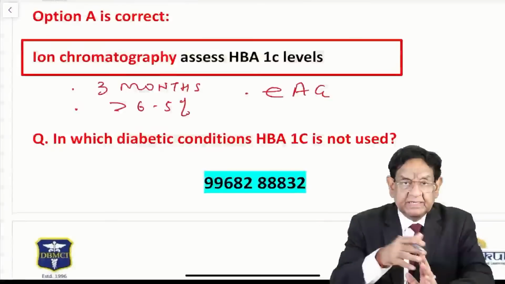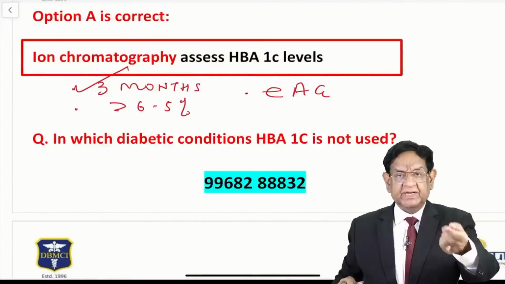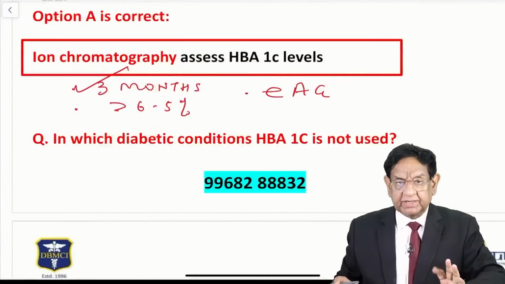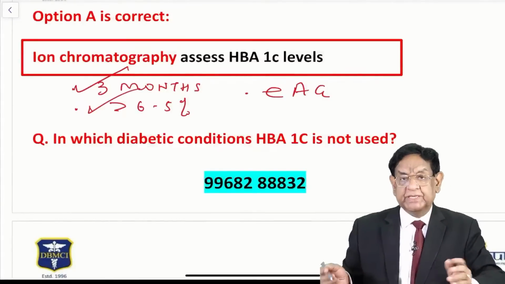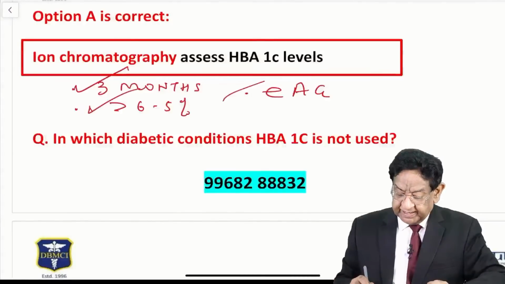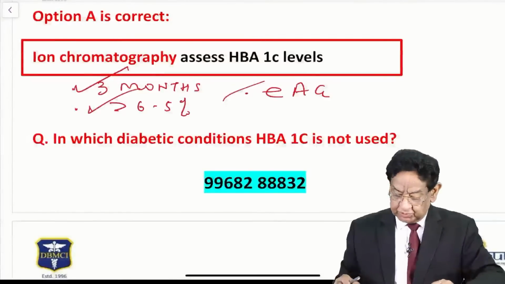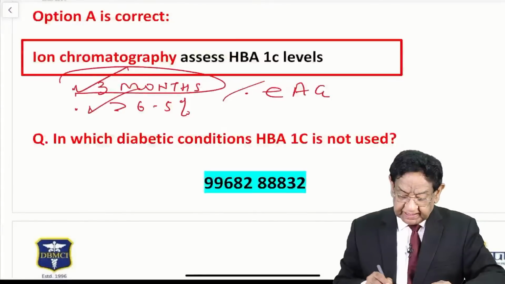There are 3 things that we talk about. So it tells you sugar value for the last 3 months. In fact, it was the first thing that we were taught about HbA1c. Then later on we came to know about the new thing added on, that more than 6.5 is the diagnostic criteria, and finally estimated average glucose. But anyway, what we just know is it tells you the value for the last 3 months.